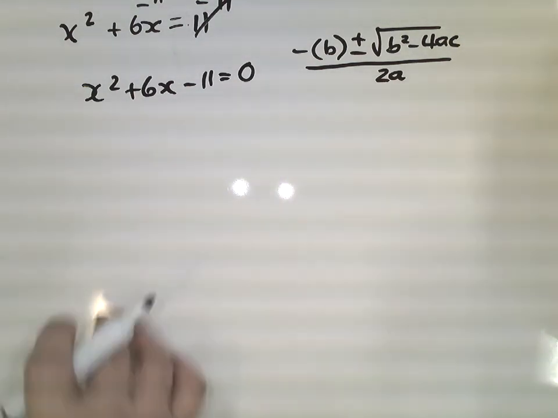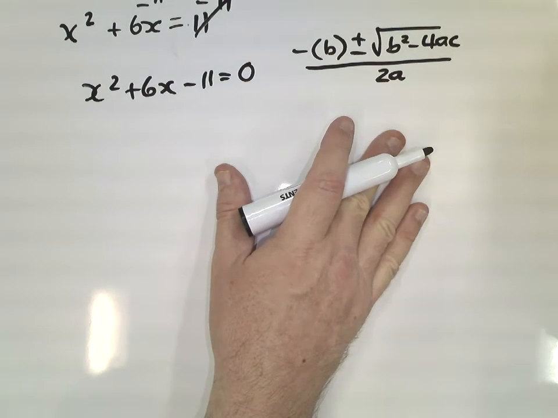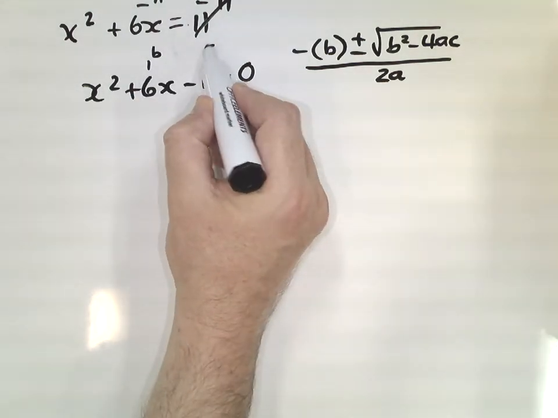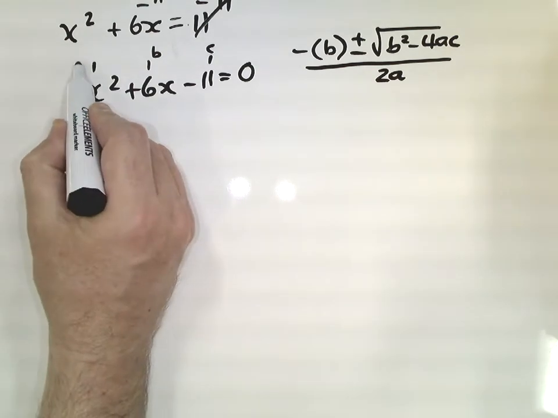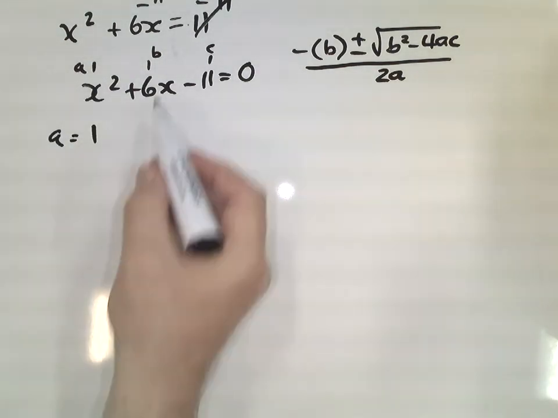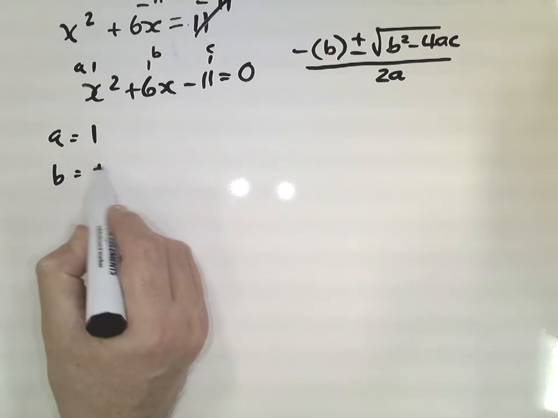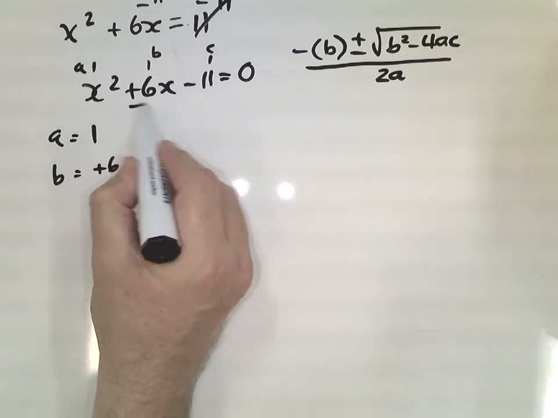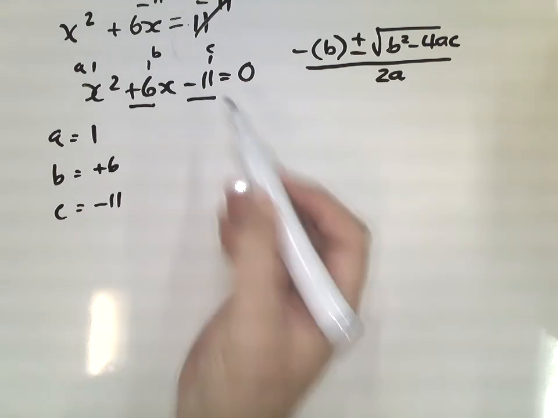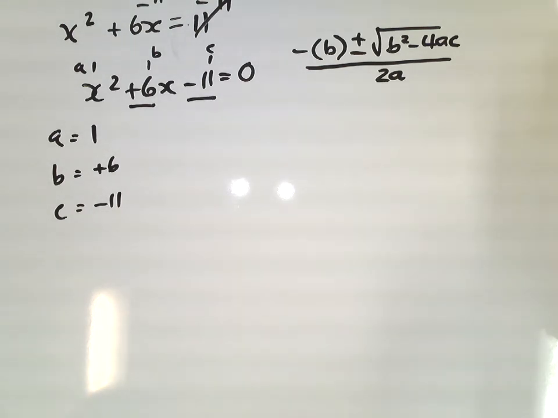So all we've got to do now is take this and put it into the equation. Remembering that the middle term is always b, this last one here is c, and this one over here is, of course, a. So a in this case is 1, b in this case is positive 6. Remember, we take the sign in front of the number, and so that makes c negative 11. We need to remember to carry this sign across, or otherwise we're going to get an incorrect answer.